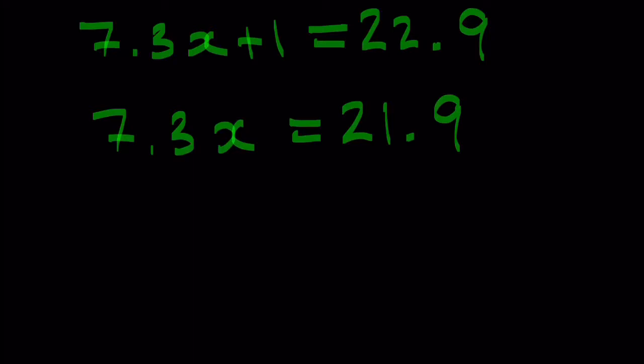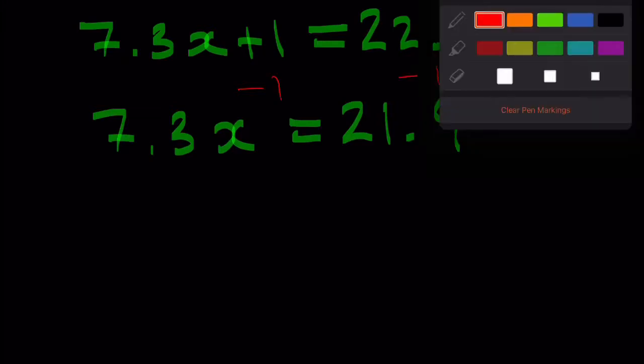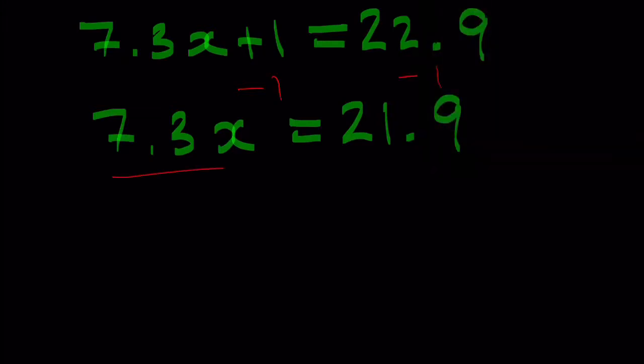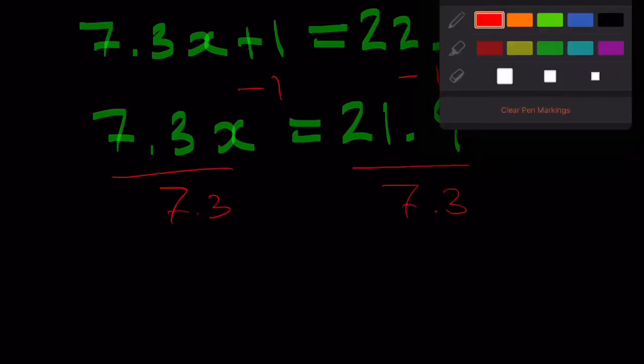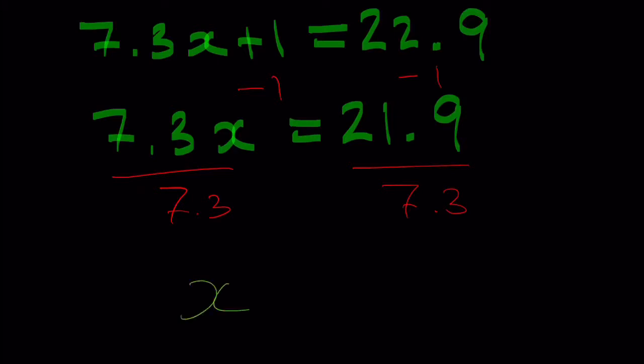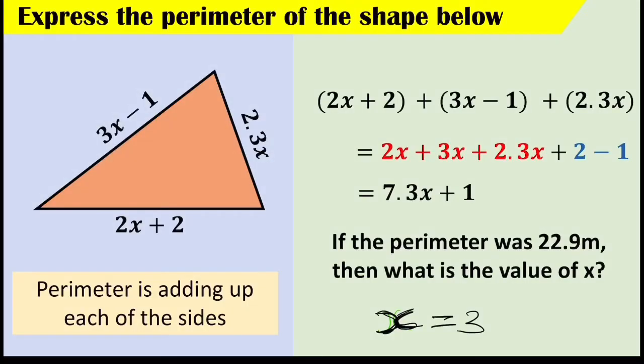Then I'm going to divide each side by 7.3. So let's just show that there. Taking away 1 from both sides. All right, and then we're going to divide by 7.3 on both sides. That means x is now going to equal 3. So when x is equal to 3, these representations for each side will add up to 22.9, and only when x is equal to 3 in this case.